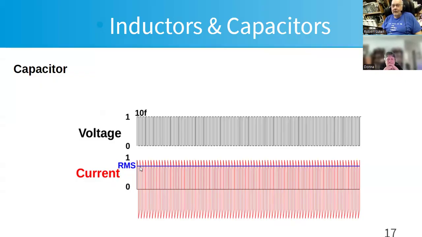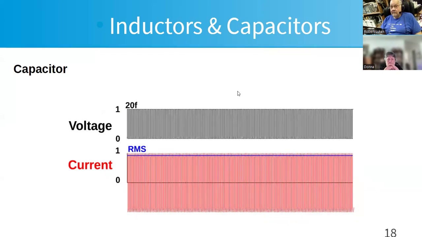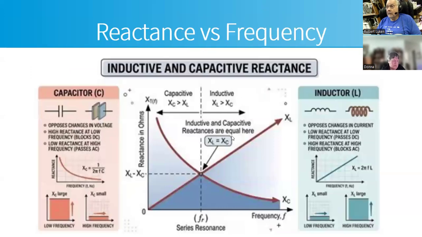You can see we're getting up to where most of the current that the capacitor is capable of passing is going through it. And at 20 times whatever that initial frequency was, we're almost at the maximum current. So capacitors will pass high frequencies, they will block low frequencies. And inductors do the opposite. They pass low frequencies and block high frequencies. That's the basic thing you need to understand about inductors and capacitors.